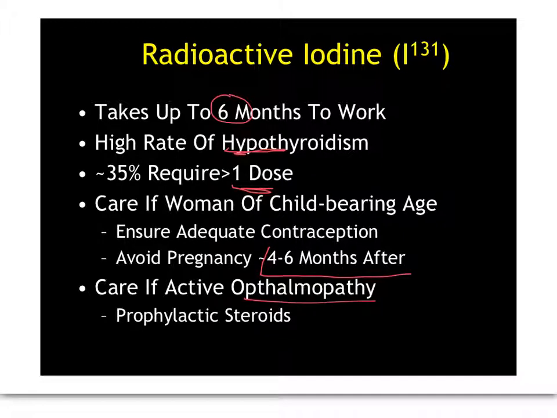We talked earlier on about how, because it can cause hypothyroidism, it could exacerbate thyroid eye disease. If our hand is forced to use radioactive iodine under those circumstances, there is a school of thought that you could use corticosteroids to reduce the chances of thyroid eye disease happening.